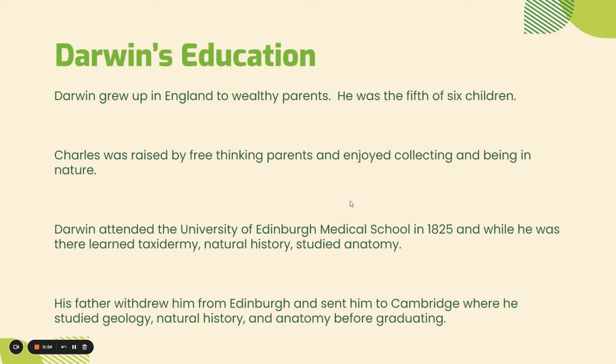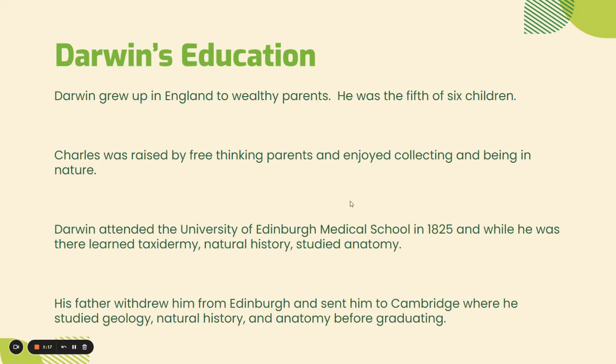Darwin grew up in England to wealthy parents, and he was the fifth of six children, so he was in a large family. Charles was raised by free-thinking parents and enjoyed collecting and being in nature. His parents were educated and allowed him to think not within the confines of church thinking at the time.